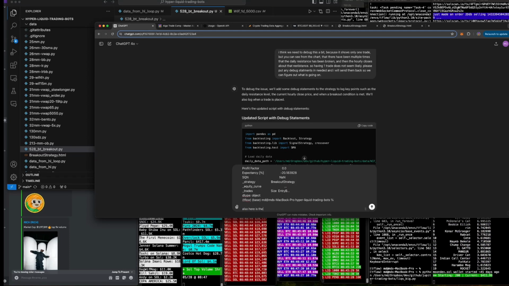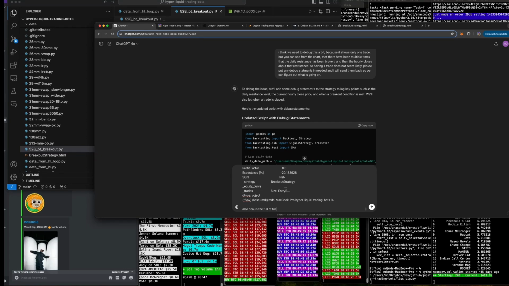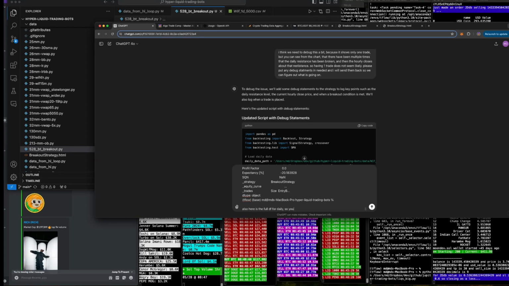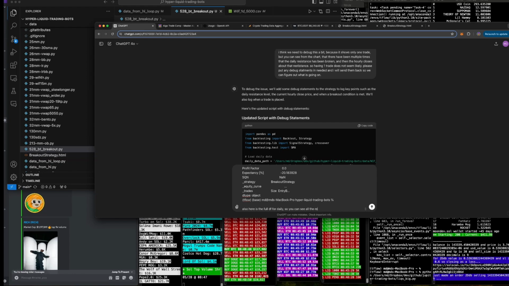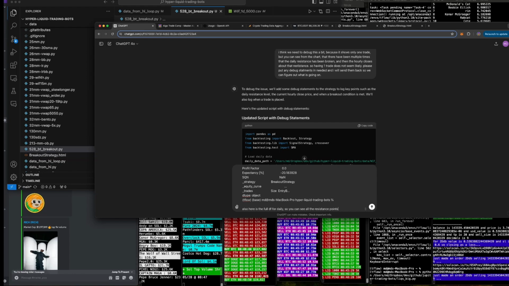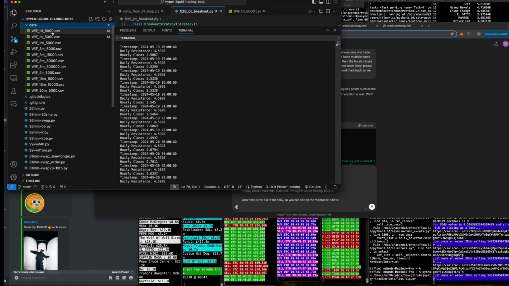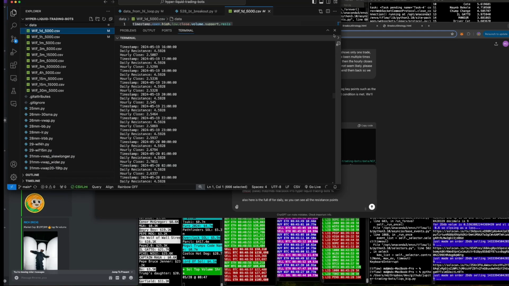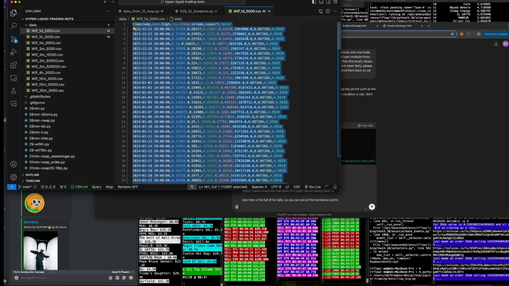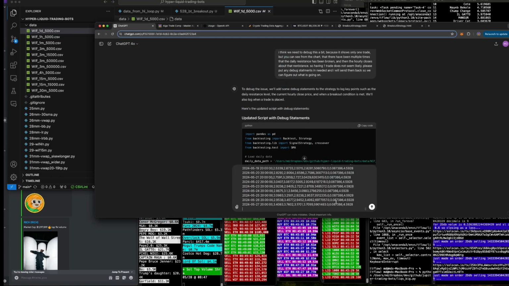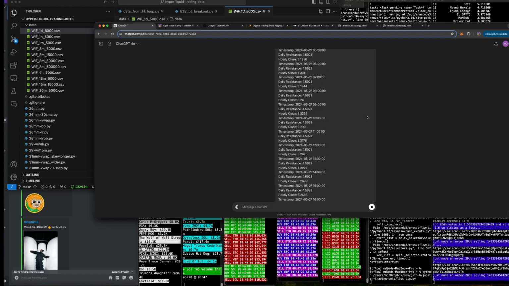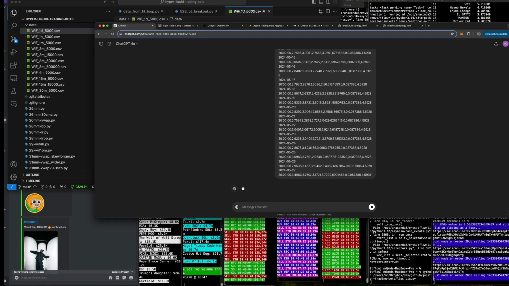Also here is the full DF for daily. So you can see all the resistance points. Okay, let's go ahead and try to give it all that data. I know it's going to be a ton, but we'll see what happens. It's not going to be that much. I'm over here live on Twitch, so if you have any questions or anything.